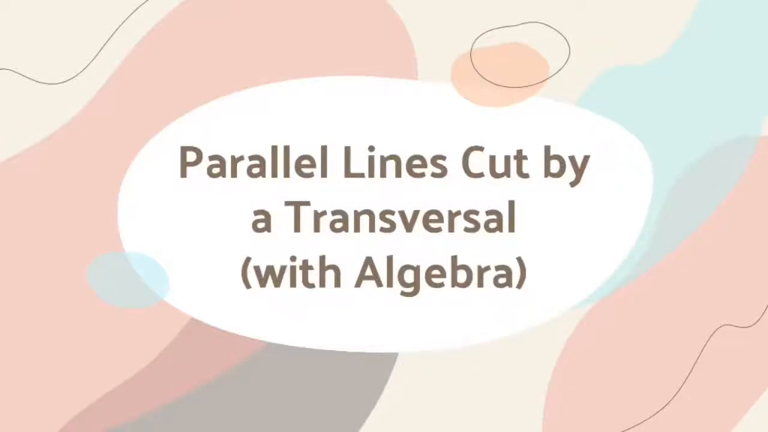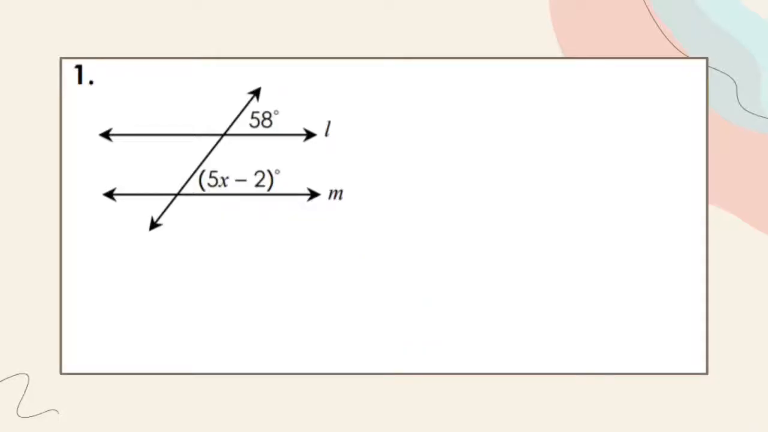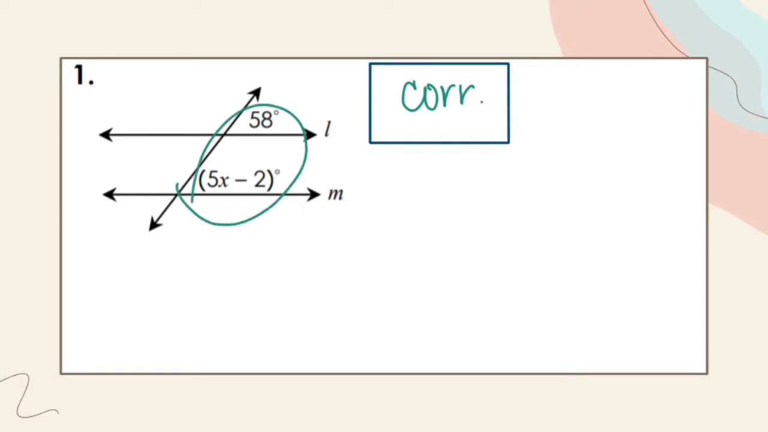Hello, today's video is going to be about parallel lines cut by a transversal, but with algebra. So for example, number 1, these two angles, this one and this one, are corresponding angles. That's the first thing that our question asks for. Then it asks us to find what x equals.